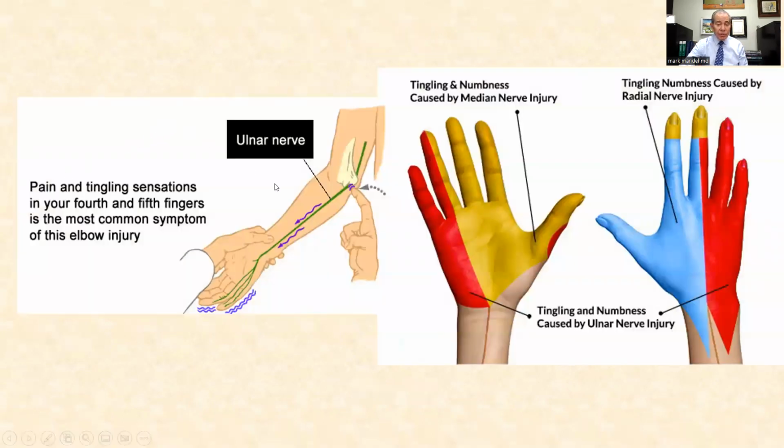So here's the ulnar nerve. It's interesting that, in contrast to the Tinel sign at the wrist, the Tinel sign at the elbow appears to be more accurate. Here we have the distribution of the ulnar nerve. This is the palmar surface. Here's the dorsal surface.